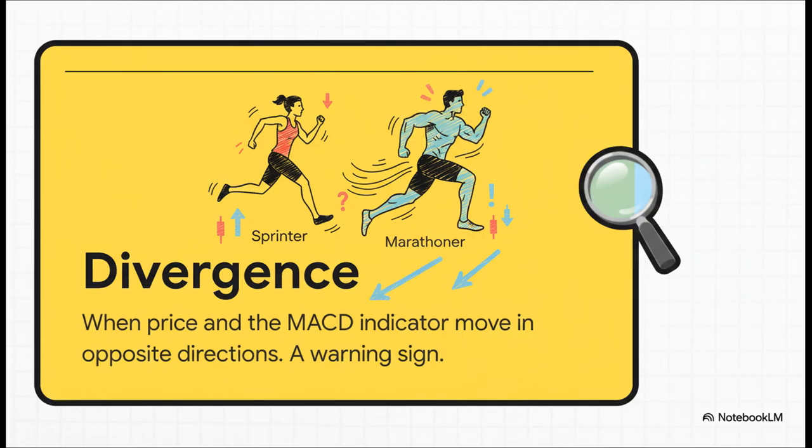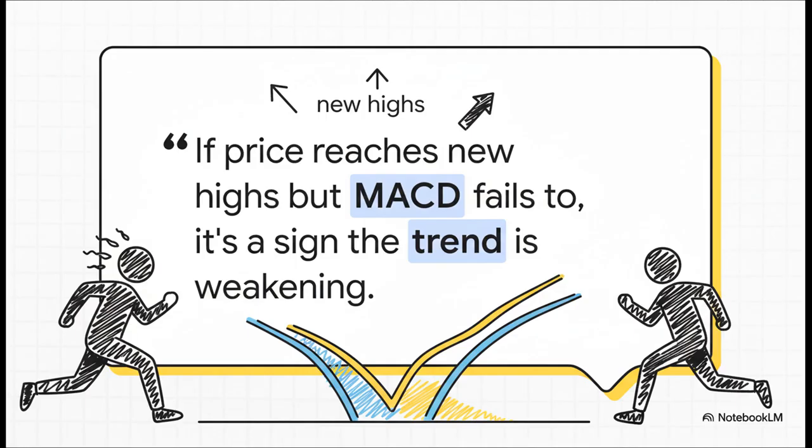Something's not right. For instance, let's say the price on the chart rallies to a brand new high. You'd think that's great, right? But then you glance down at your MACD dashboard and you see that its peak is actually lower than its last peak. Whoa! Think about that for a second. The price went higher, but the gap between our runners actually got smaller. That is a classic sign that the trend is exhausted and might be ready to turn around.